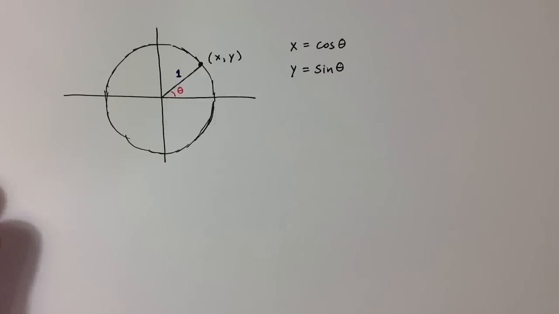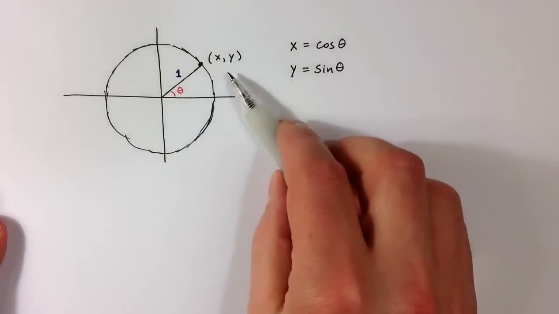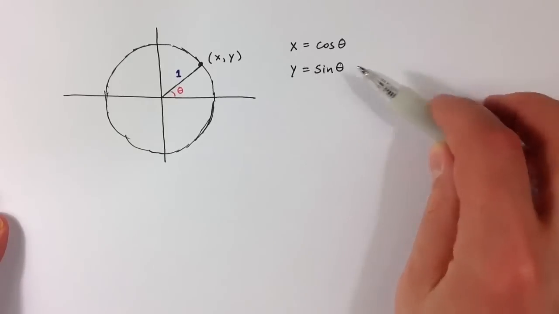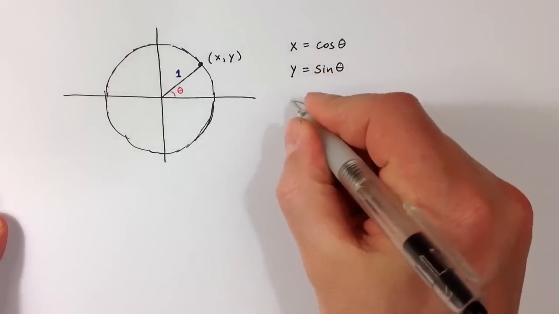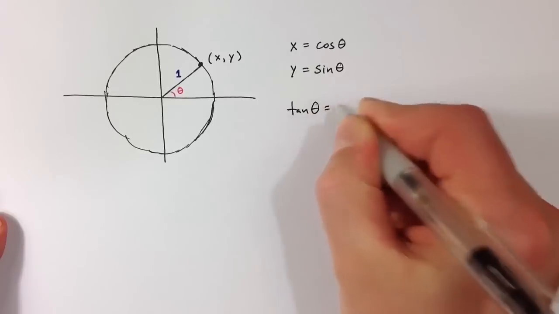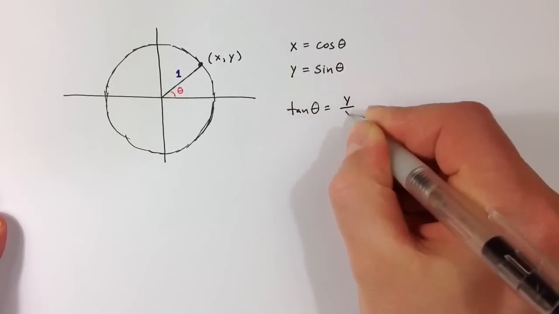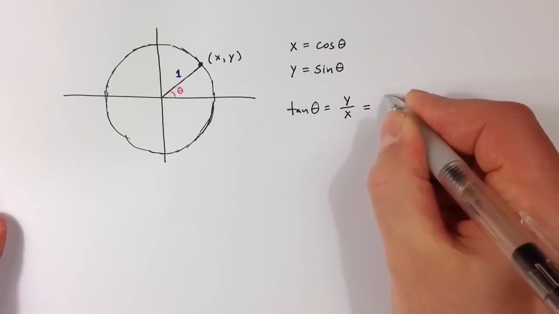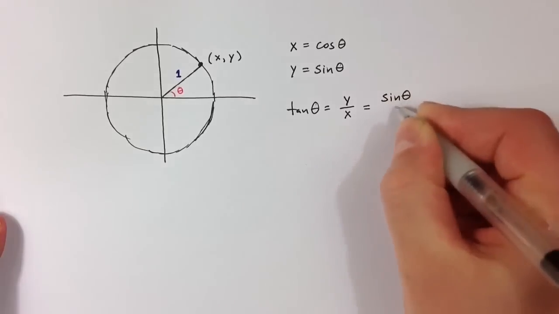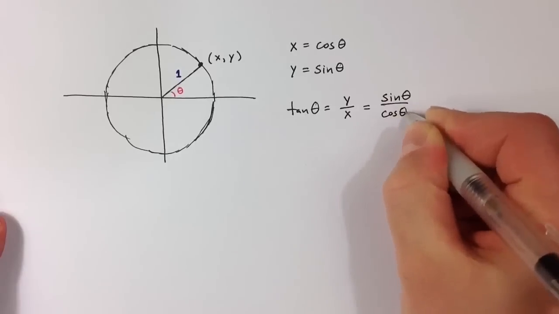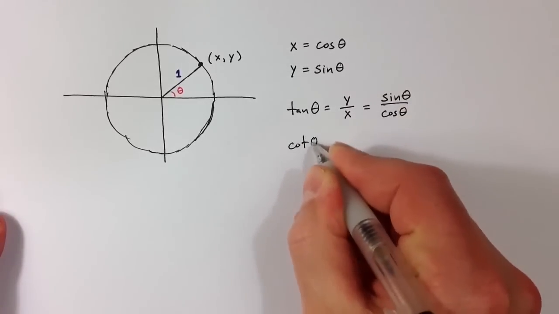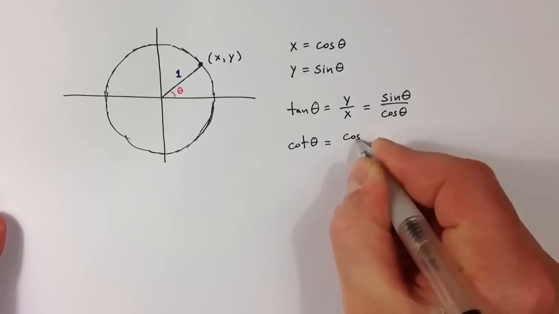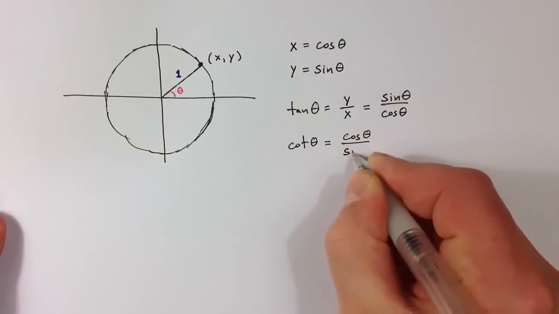For any point on the unit circle, the coordinates x and y correspond to cosine and sine values of an angle. And we also know that tangent is the ratio of y over x. And so making a pretty simple substitution, we can see that tangent is the same as sine of theta over cosine of theta. Because of the reciprocal relationship we saw a moment ago, that means that cotangent is the same as cosine of theta over sine of theta.